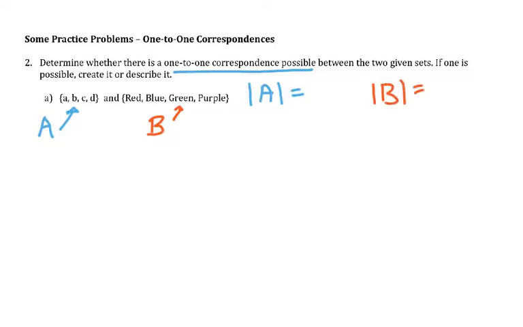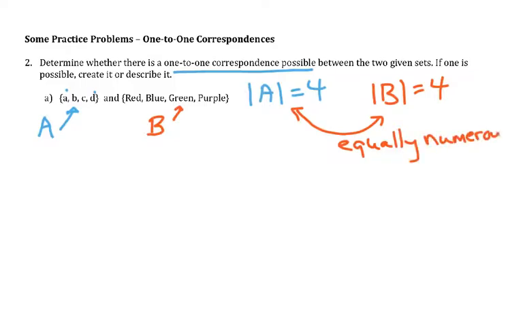Well, how many objects are in the set A? 1, 2, 3, 4. How many objects are in the set B? 4. Well, these are equally numerous. That means they have the same number of objects. So there is a one-to-one correspondence possible. So let's just create it. The way we start is by listing the elements.